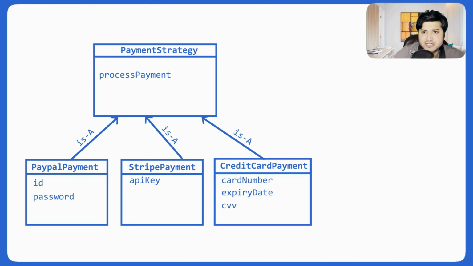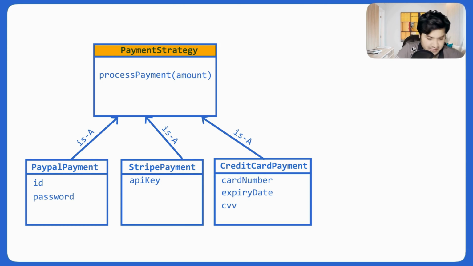What do you think processPayment would take? In processPayment, how much payment do we have to process? Amount, right? So we can pass amount as an argument in processPayment, and all three would have to implement it. They can implement it in their own ways, however they want. Now we have decoupled the payments. Going forward, if I want to make some changes in PayPal payment, only PayPal payment would be changed. It would not harm Stripe or credit card payment. Let's move ahead.